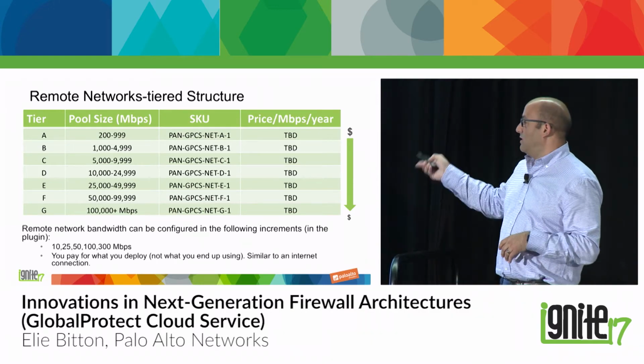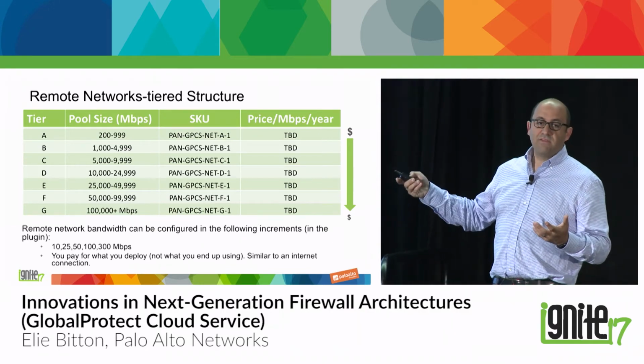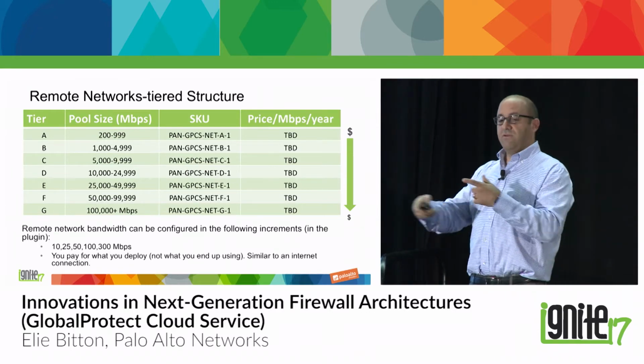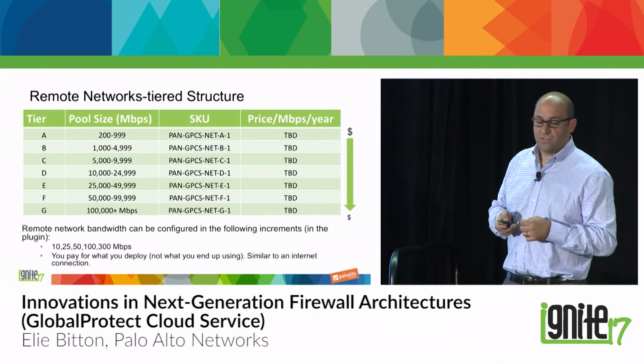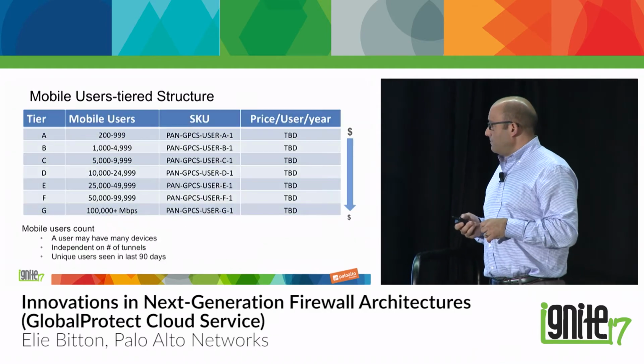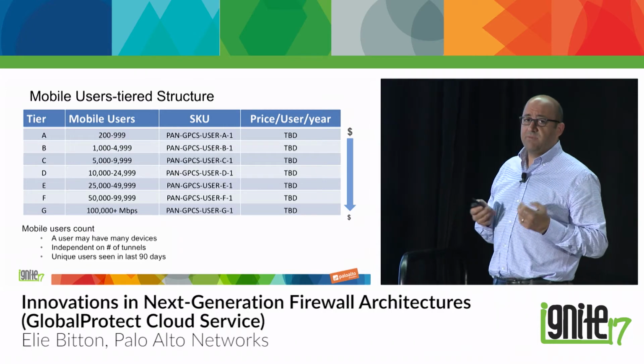So if you deployed and you bought a pool for 1,000 megabits and you've configured for 500 meg and you either used or haven't used the remainder, that's not how the solution works. The service works much like an ISP. Just think of it like an ISP, and it works the same way.